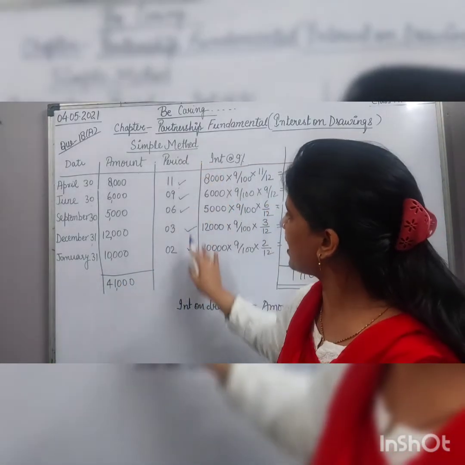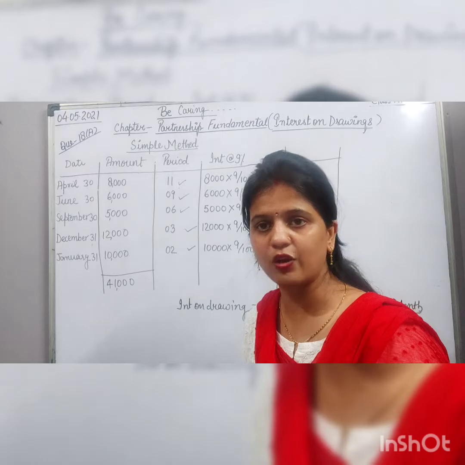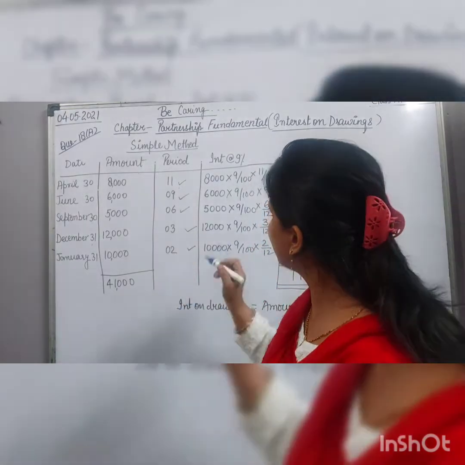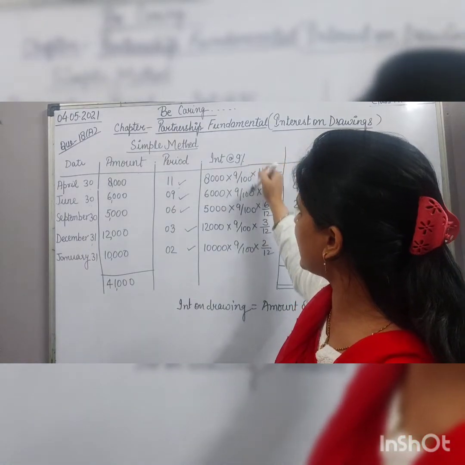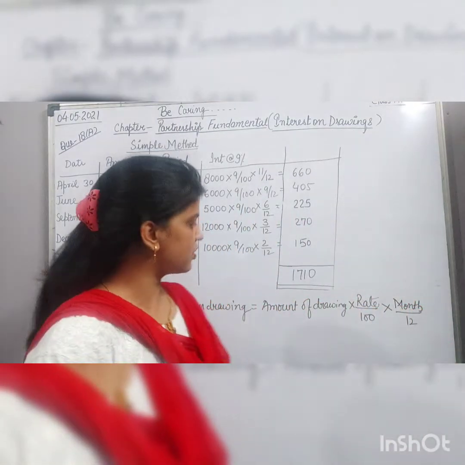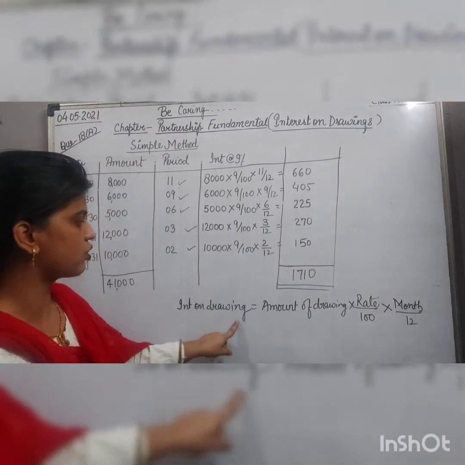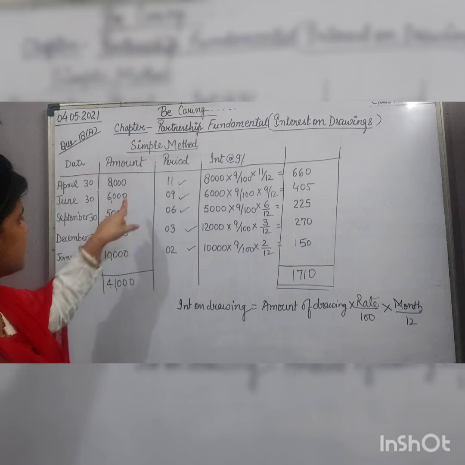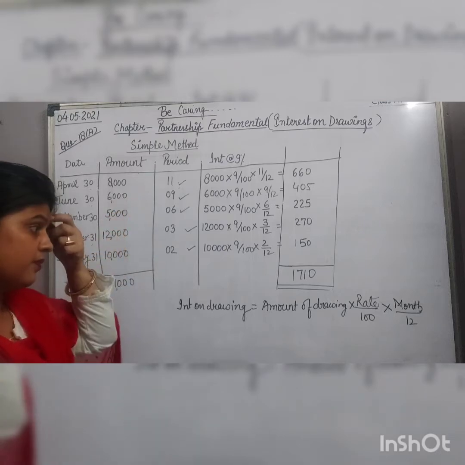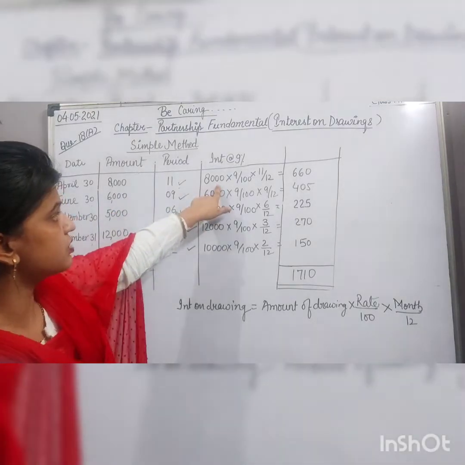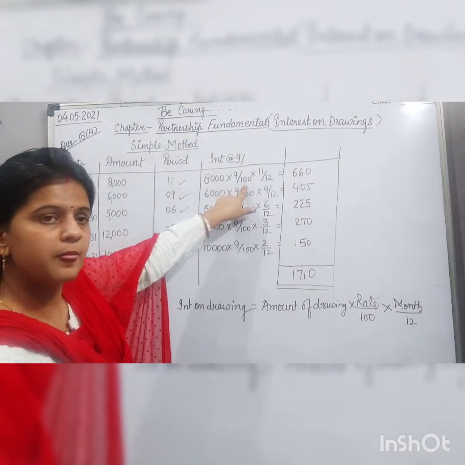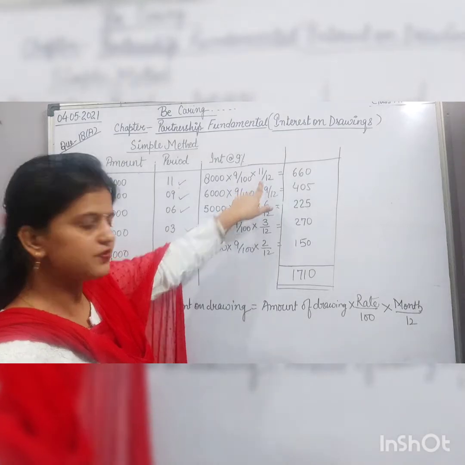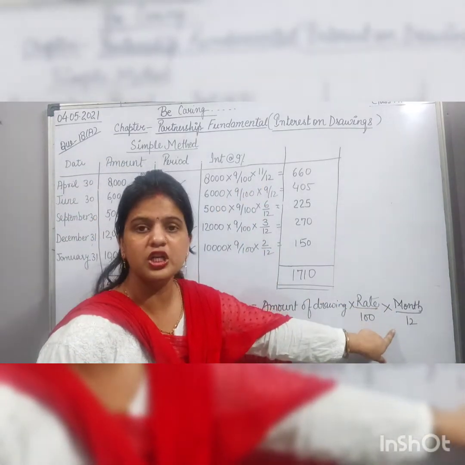Okay, so this way we have to calculate the period for that the drawing has been made, and then we have to calculate the interest. How we will calculate the interest? By this formula, interest on drawing is equal to amount of drawing. The amounts given are 8,000, 6,000, 5,000, 12,000, 10,000. Okay, so first 8,000 into 9 by 100. Okay, and the period is 11. So 11 by 12. As we can see in the formula, the month upon 12.